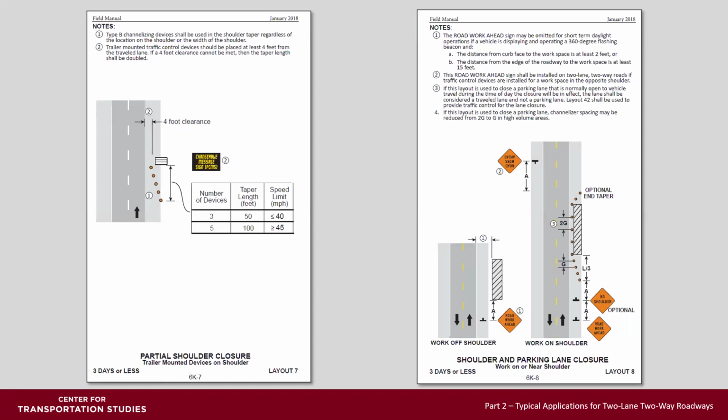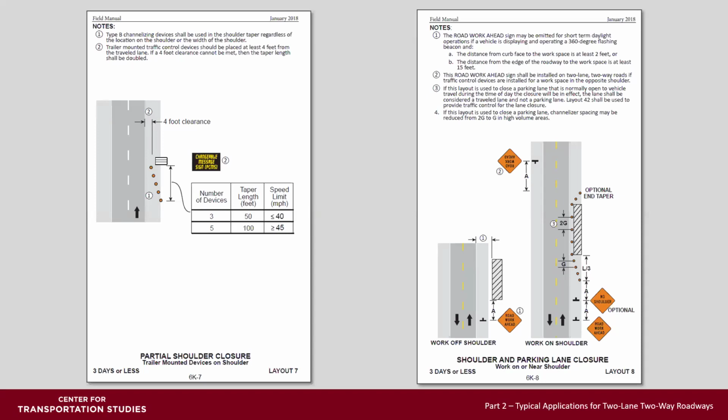Layout 7 is required for trailer-mounted devices such as portable signals, flashing arrow boards, and portable changeable message signs. Type B channelizing devices are required to mark these devices. The trailer should be placed at least 4 feet from the edge of the lane. If not, the taper must be doubled the distances shown on the table.